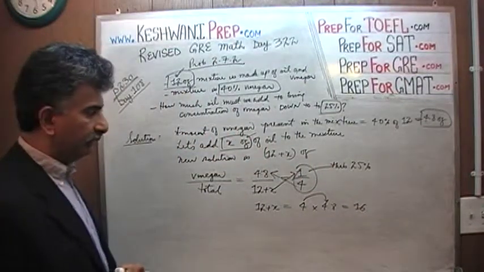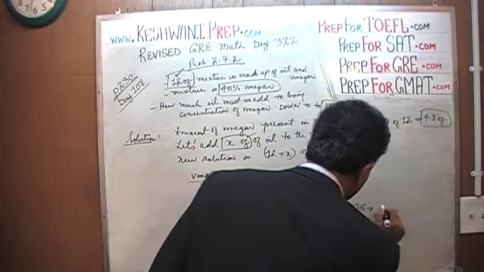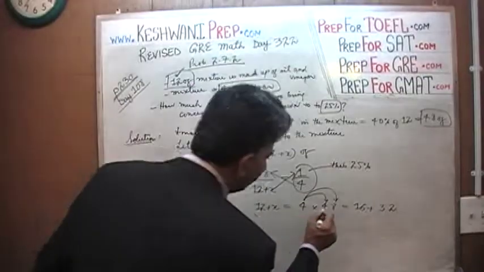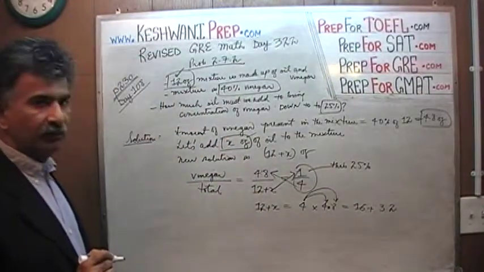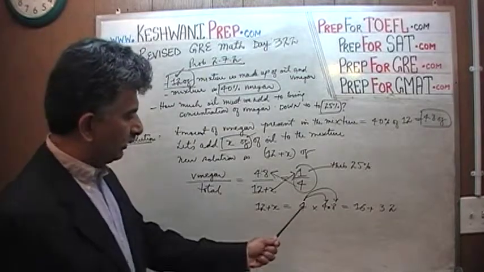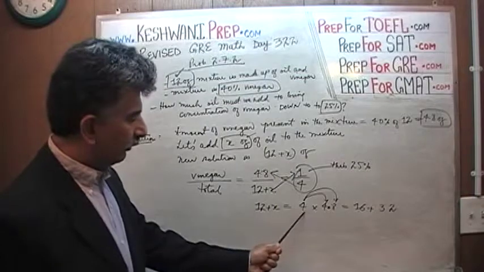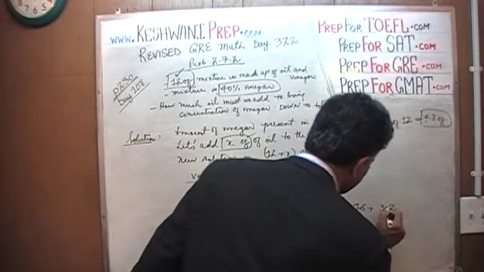4 times 4 we know is 16. And 4 times 8 we know is 32. But there is a decimal there, 4.8. So what we're doing here is not 4 times 8, but rather 4 times 0.8. So 4 times 8 is 32, therefore 4 times 0.8 should be 3.2.